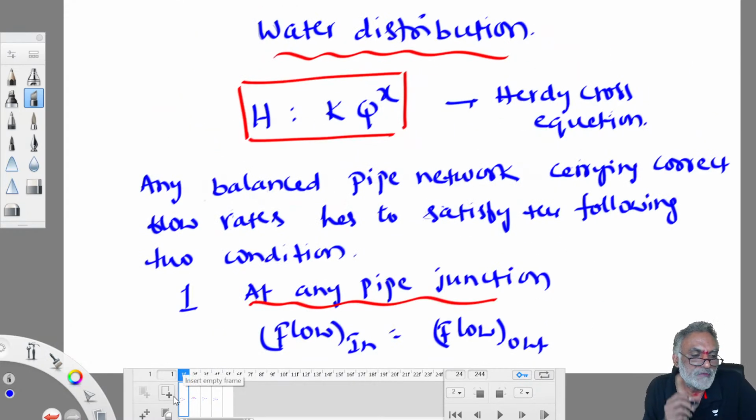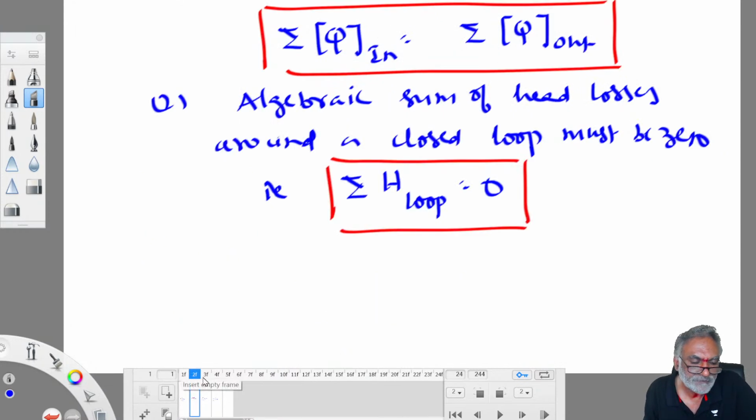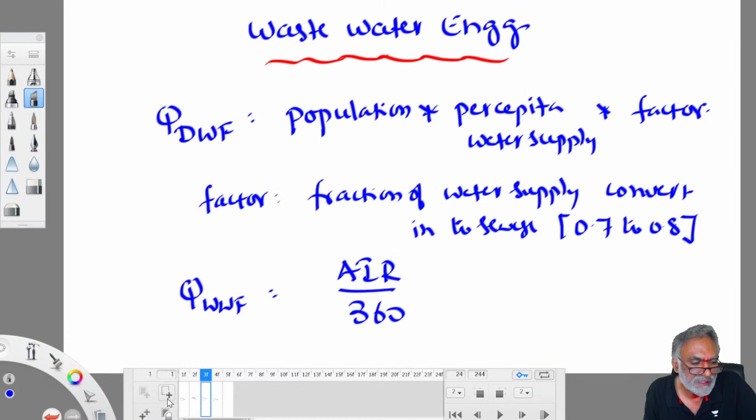So up to chlorination we discussed before lunch break. After that miscellaneous treatment, there is not much numericals. Then straight away water distribution. Water distribution only has those hydraulic conditions. Based on those hydraulic conditions, they may ask some questions. Condition 1 is, at any pipe junction flow in must be equal to flow out, or Q in is equal to Q out, and algebraic sum of head losses around a closed loop must be 0. So based on this, they are asking numericals in GATE exam. In water distribution, nothing is there beyond that.